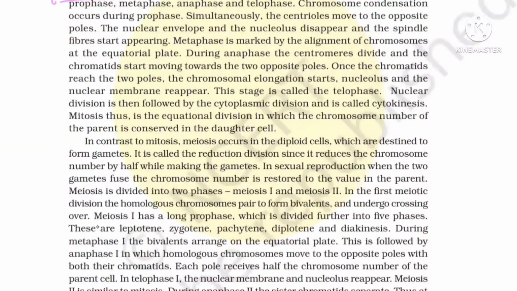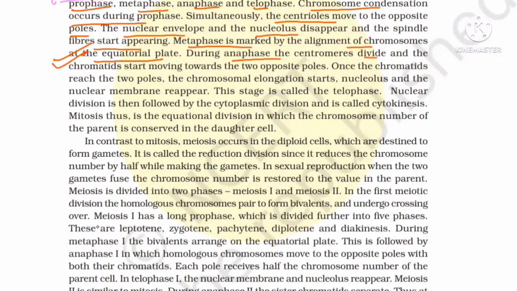See, the mitosis is divided into 4 stages: prophase, metaphase, anaphase, telophase. Chromosome condensation occurs during prophase. At the same time, centriole moves to the opposite pole. Nuclear envelope and nucleolus disappear. Spindle fibers start appearing. Metaphase means alignment of chromosomes at the equatorial plate. In the book it is given as metaphase plate, but exactly it means the equator, the middle of the cell, so we say equatorial plate.